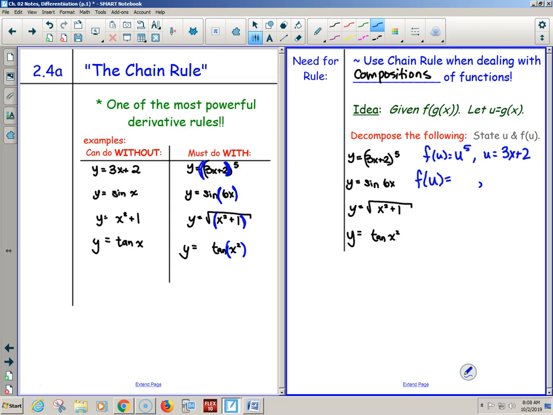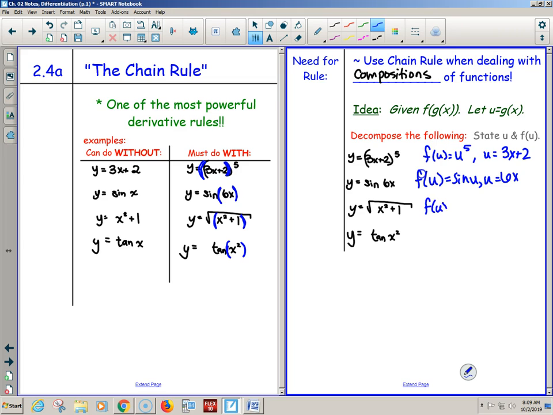Is it easier to think of the outside or the inside? You could technically do either order. Did anybody see the inside first? No? Everybody looks at the outside? Okay, so what was the outside? Sine of who, though? Maybe we should look at the inside and say u is 6x, and then the outside is, well, okay, fine, sine of u. Let's see if that makes a little more sense.